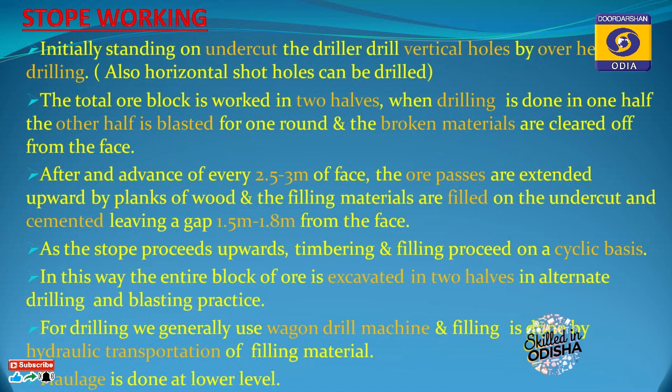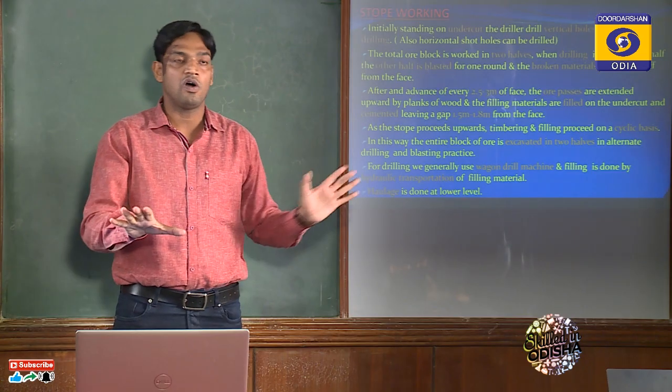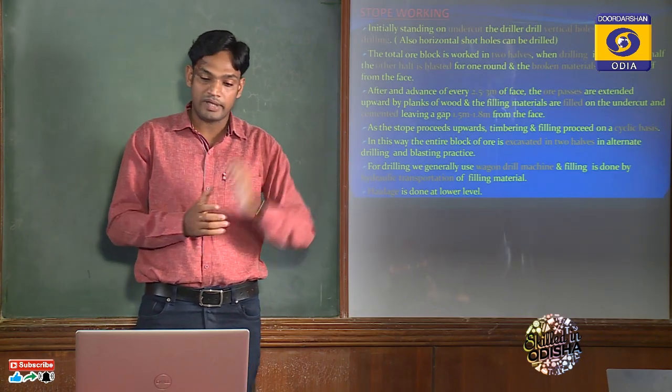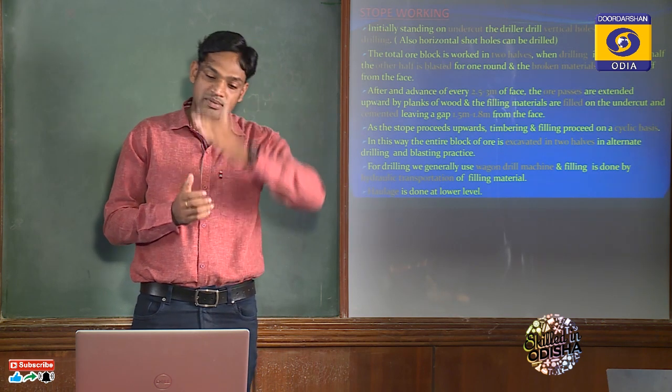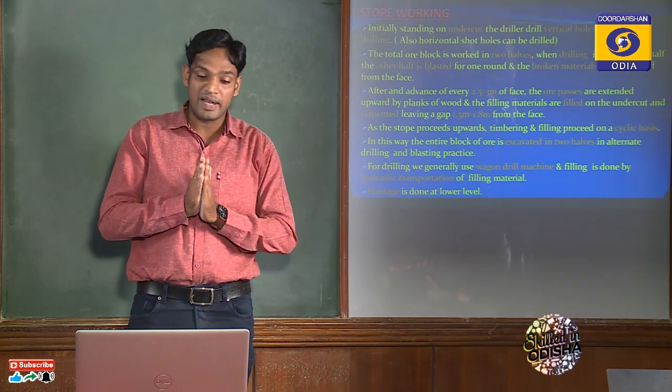After an advance of every 2 to 3 meters of face, the ore passes are extended upward by planks of wood, and the filling materials are filled on the undercut and cemented, leaving a gap of 1.5 to 1.8 meters from the face. As the stope proceeds upwards, timbering and filling proceed on a cyclic basis. In this way, the entire block of ore is excavated in two halves by alternate drilling and blasting.